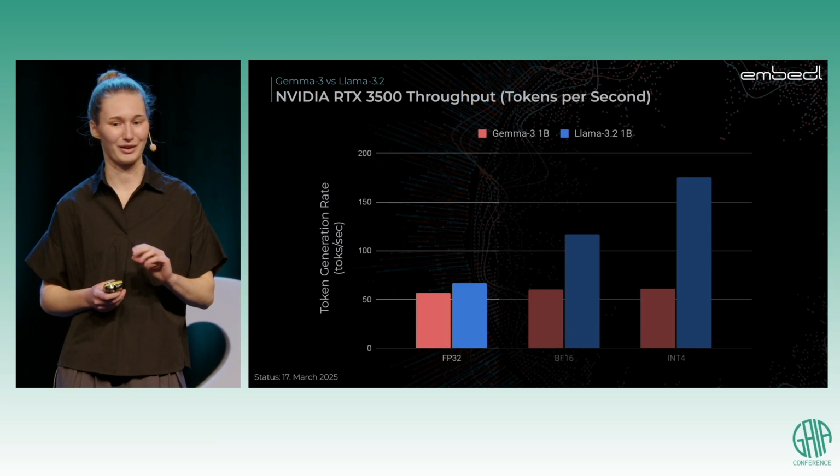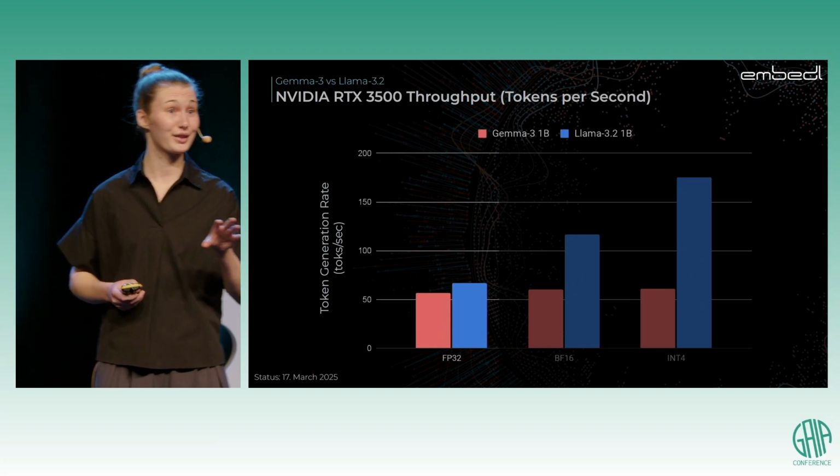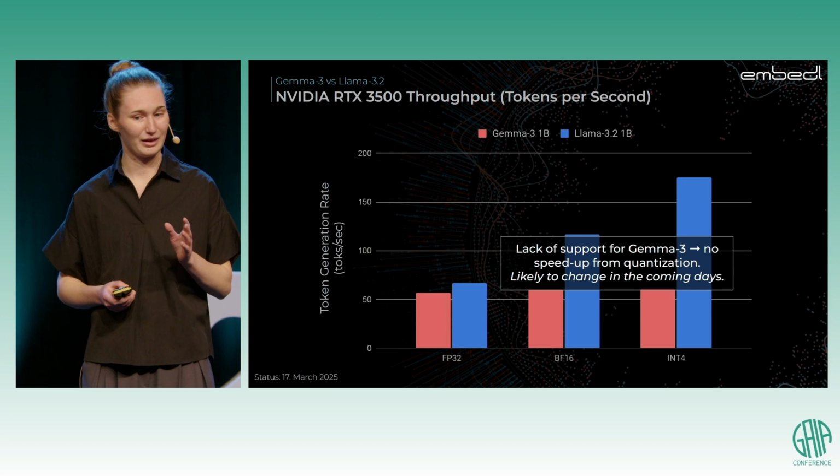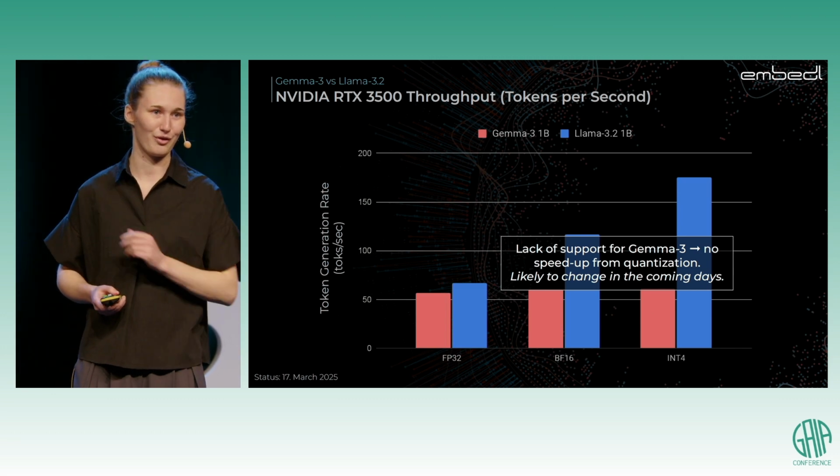But taking this further and looking at the last compression technique I introduced a couple of slides back, which was quantization, let's see what happens when we quantize those models. We see the Llama 3.2, the blue bars, makes good use of quantization. When we reduce the precision, the bit width, to bfloat16 or int4, we see a speed up as expected. The model processes its output faster. However, for the Gemma 3, we don't see a speed up at all.